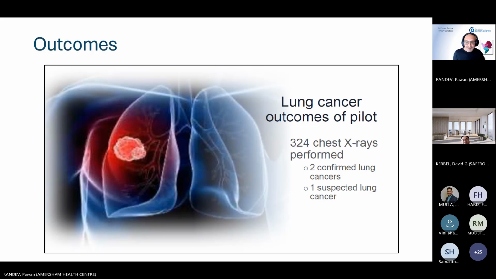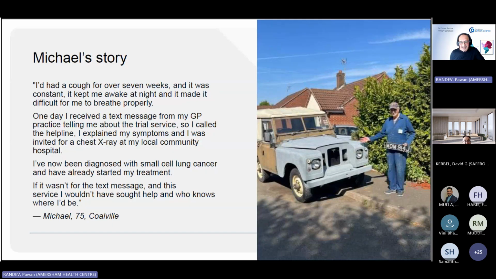And in addition, there were many people who had other significant incidental findings, which led to them having changes to their treatment. And Michael, who took part in this, actually shared his experience. Michael, being a bloke and having a Land Rover to do up, really didn't have time to go to the doctors and had been coughing for 7 weeks, happened to receive the text message, rang the helpline, was diagnosed and is on treatment. And having that permission, for him and for many, many people, as you've seen, actually meant that they took action based on their symptoms.